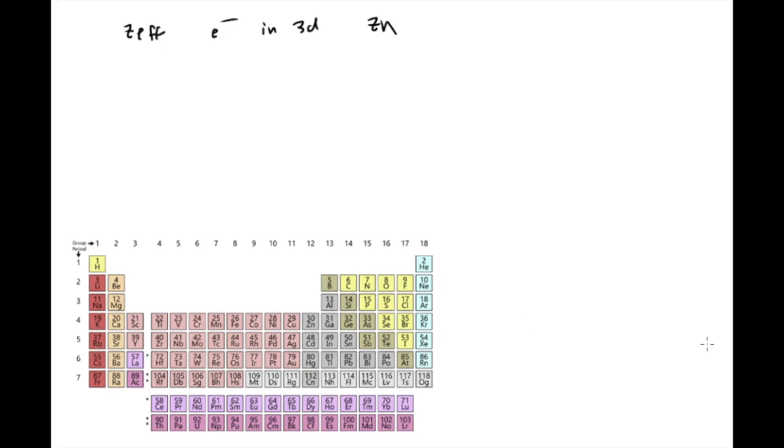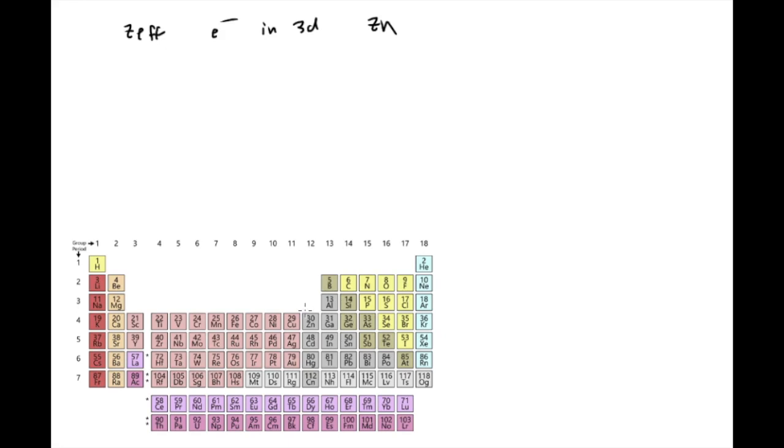So now let's do another example. So for our next problem, let's say you need to figure out the effective nuclear charge for an electron in a 3d orbital for zinc. So again, to do this problem, you need to first figure out the electron configuration and then order these orbitals in terms of the energy level, and then from there we can figure out the shielding contribution for each electron and then figure out the effective nuclear charge.